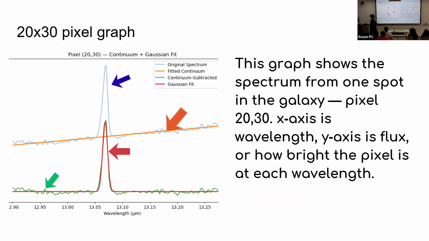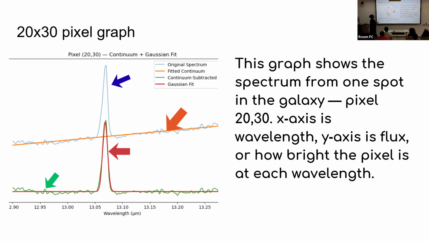So this is my first 20 by 30, which is just a singular pixel of the overall 47 by 47. This graph shows the spectrum from the one spot. The x-axis is the wavelength, the y-axis is the flux, basically how bright the pixel is at each wavelength.